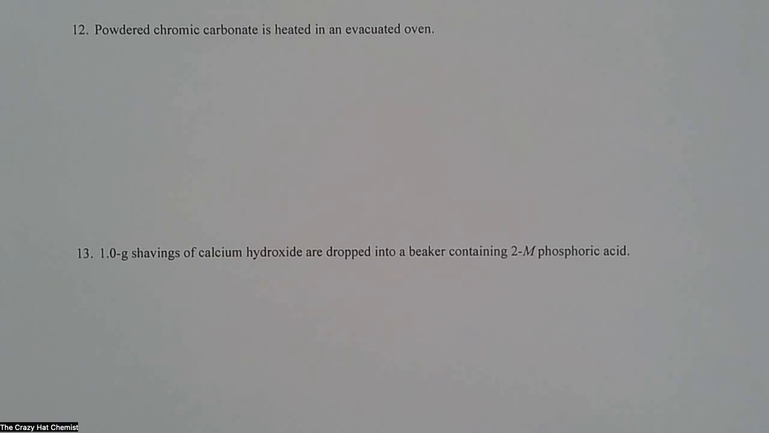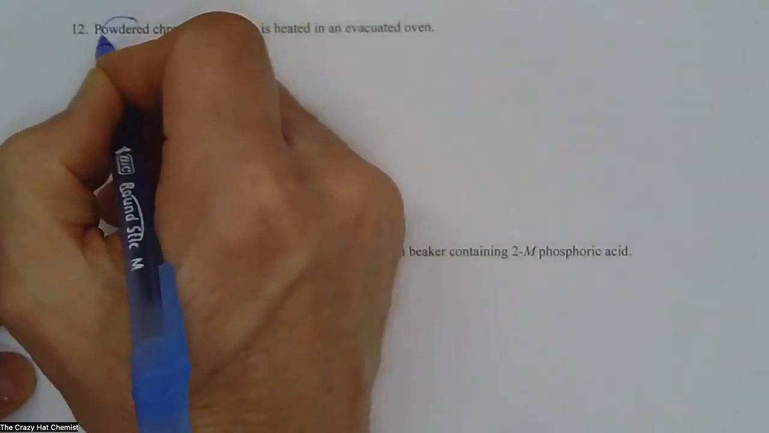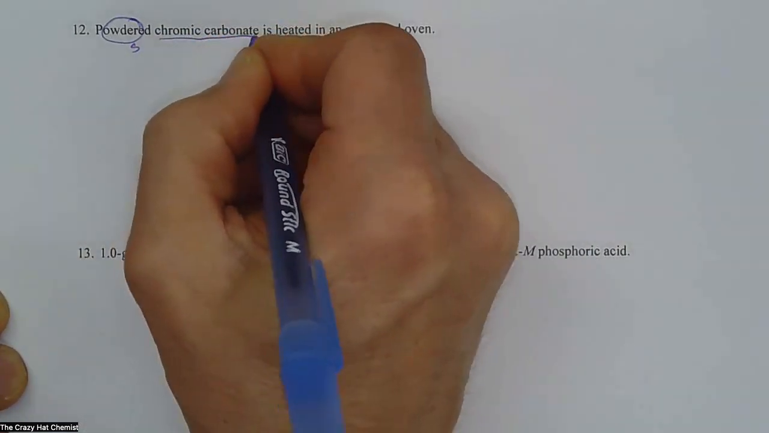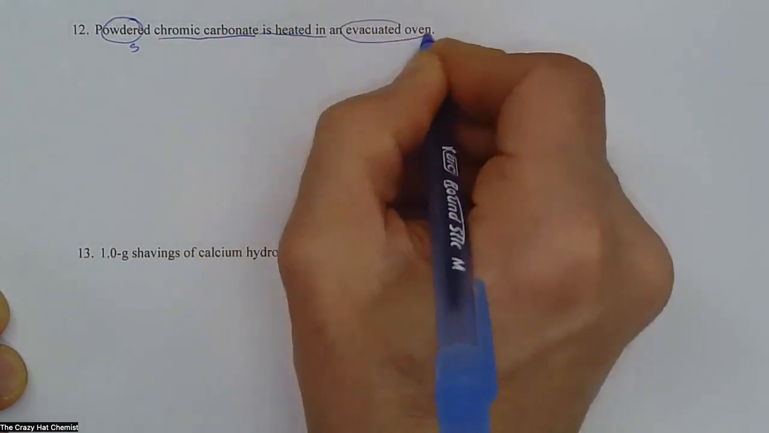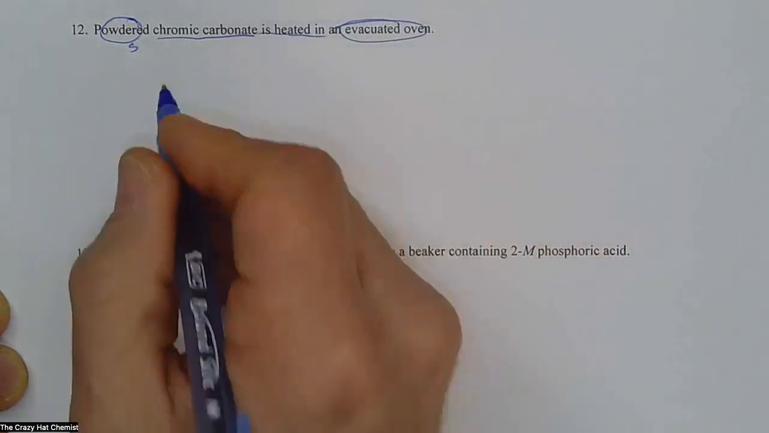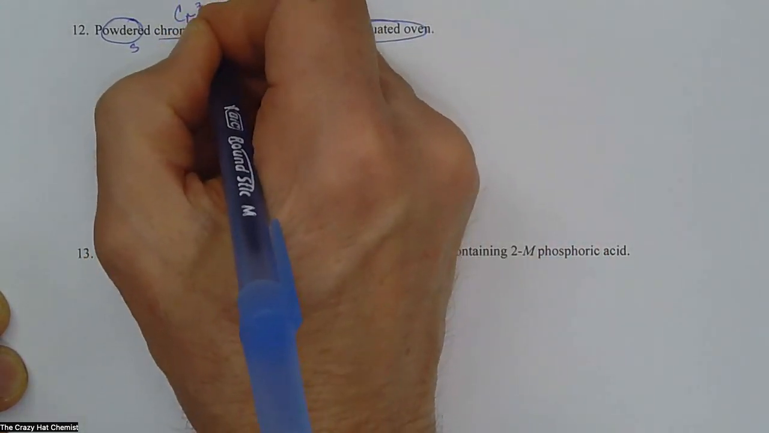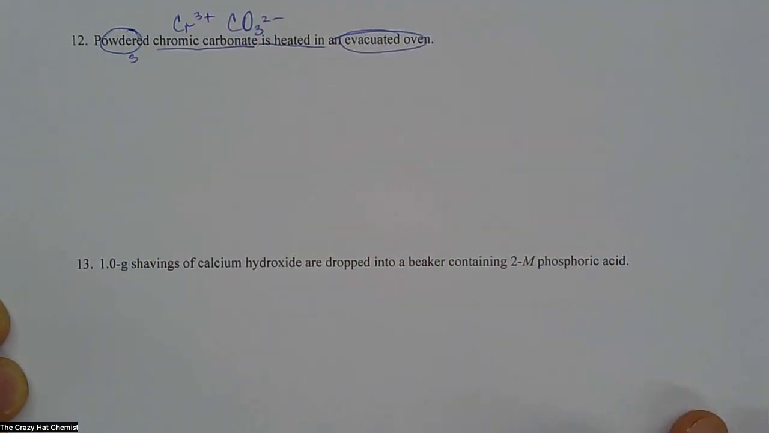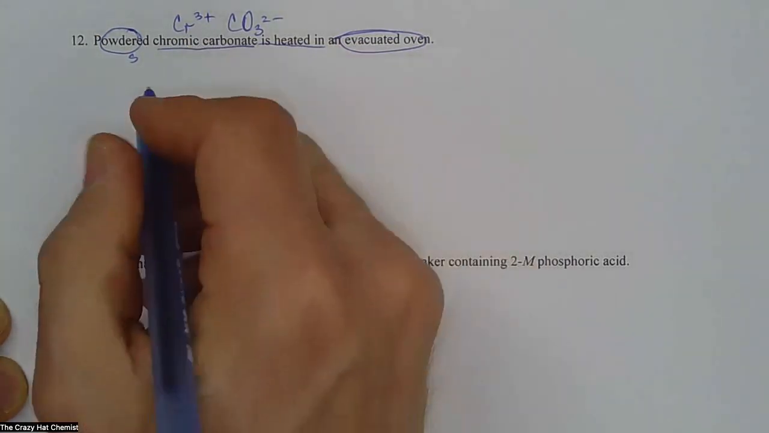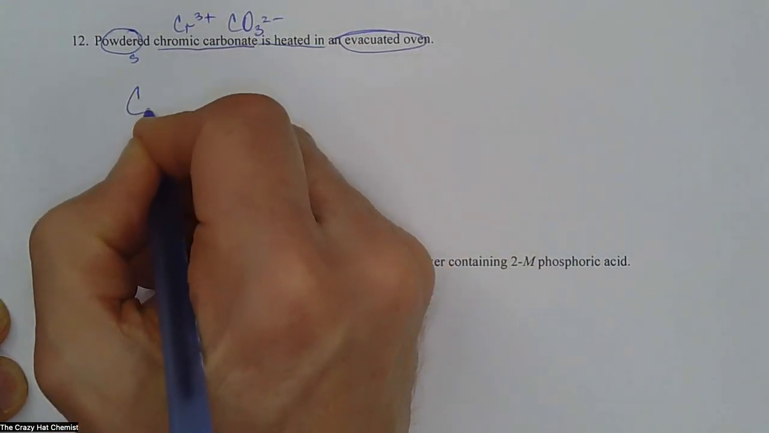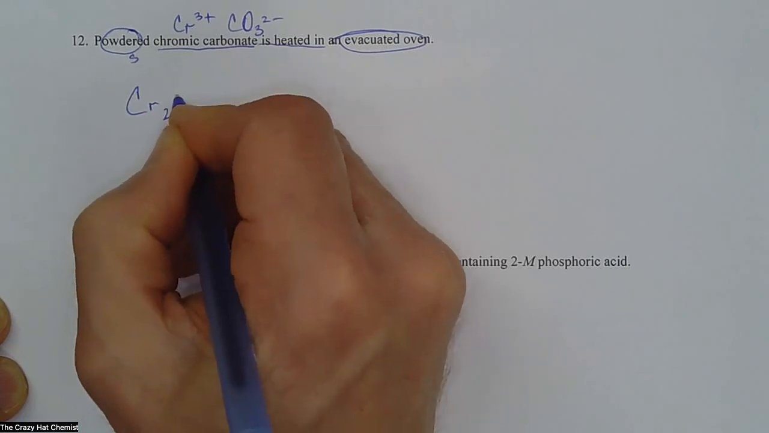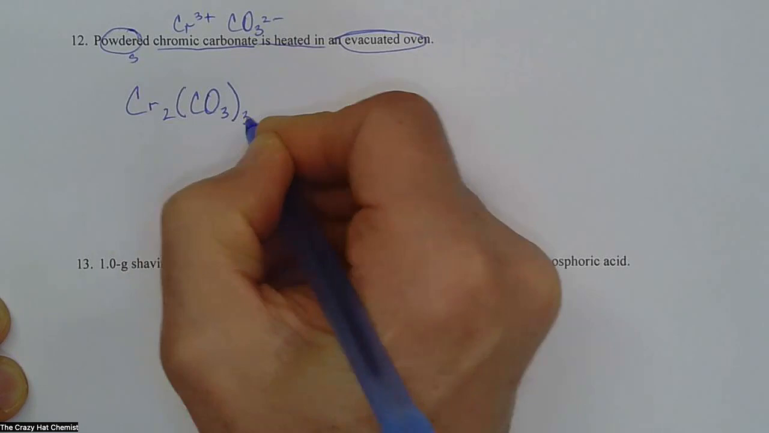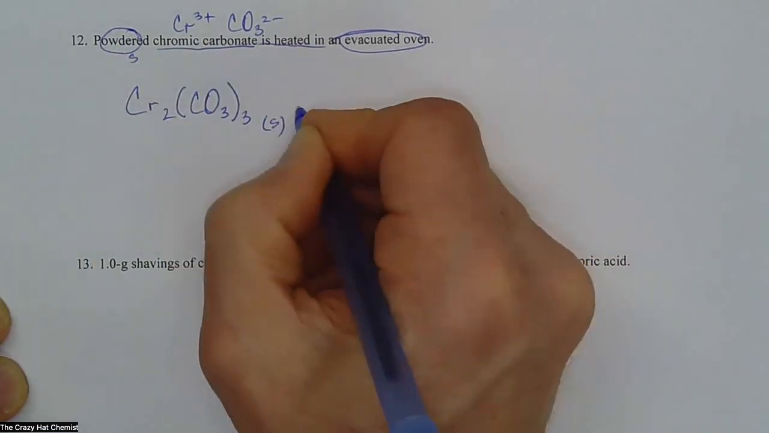All right. Next problem, here we go. Powdered. That's letting you know it's a solid. Chromic carbonate is heated in an evacuated oven. So chromic, Cr3 plus, carbonate, CO3, 2-. That's a polyatomic ion there of the carbonate. So I'm going to combine those two things together: Cr2(CO3)3. And it says it's powdered, so that means it's a solid.